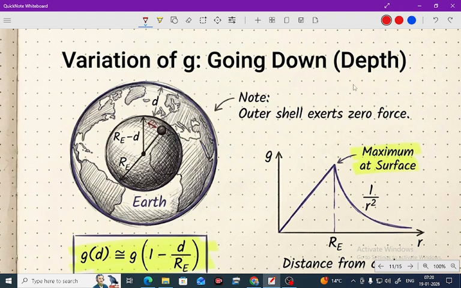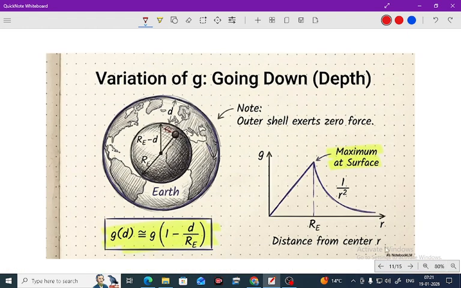Variation of g going down, depth. Note, the outer shell exerts zero force. The value of g is maximum at the surface, and after that it decreases as 1 by r squared like this. So gd in depth will be g(1 minus d by Re), right? So it is distance from center r. Distance, so the graph will be like this, right? So the maximum g is at the center, right? And in depth it decreases, and with height it also decreases as 1 by r squared.